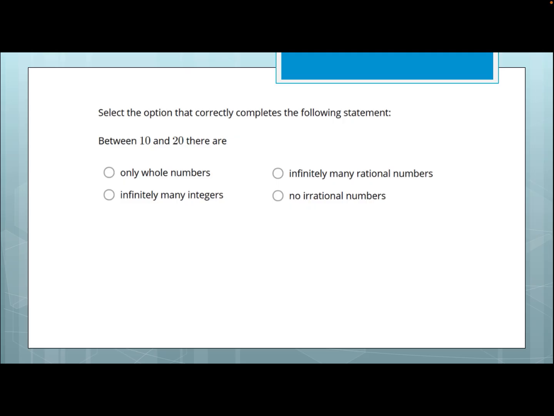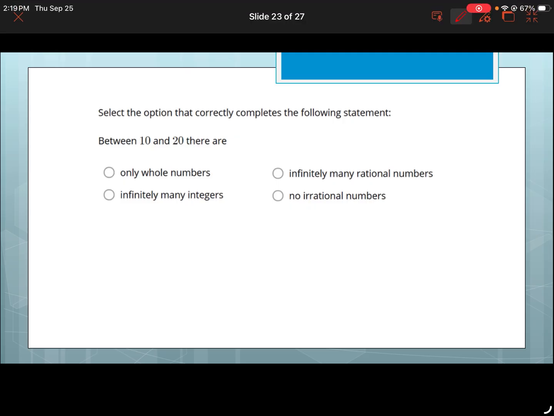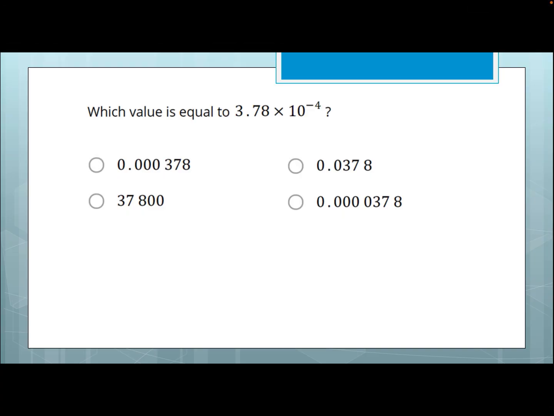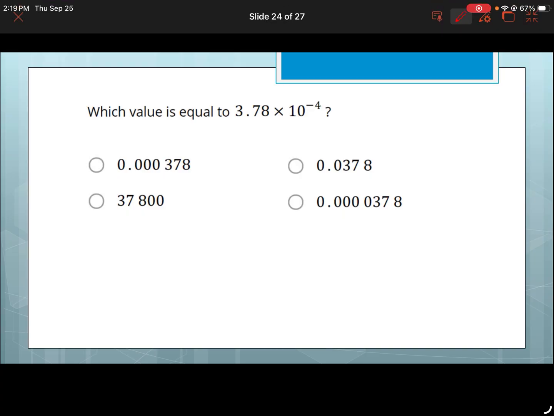Between 10 and 20, there are infinitely many restaurants. Cool. 3.78 times 10 to the minus 4. Remember, you put 0, 0, 0, 0, 0, 3, 7, 8. You just go back 4, 1, 2, 3, 4. So it's going to be 0 point with 3 zeros. So it's this one.